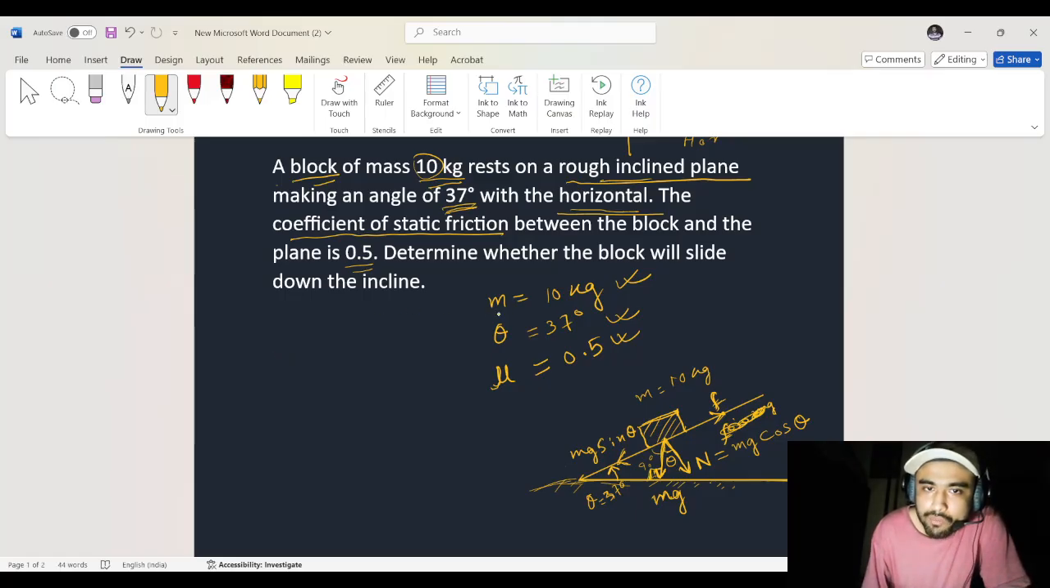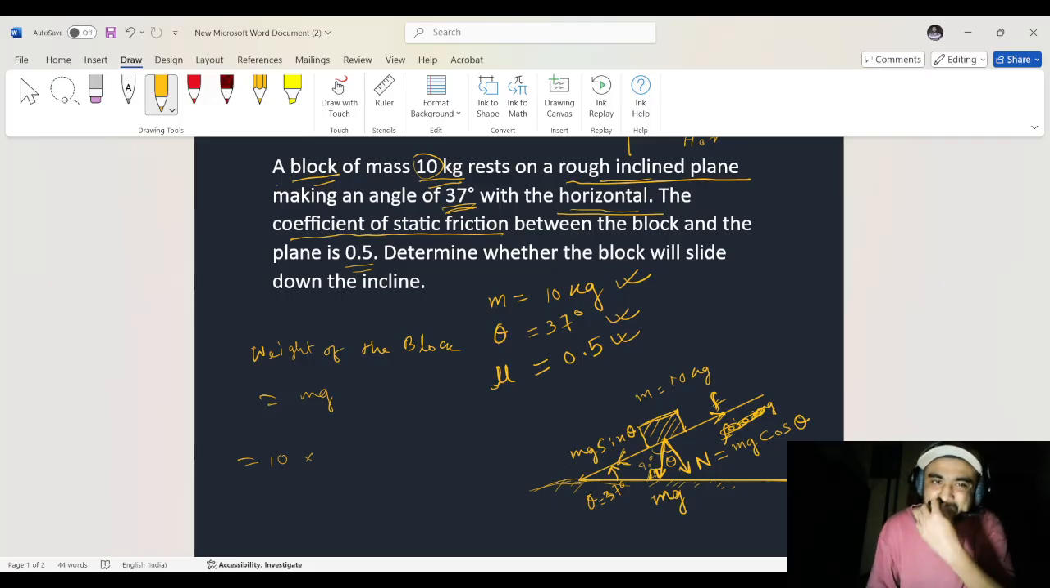We have the mass of the block, which is 10 kg, and we have theta. Now we can measure the weight of the block first. Weight of the block is basically mg. mg equals to how much? mg equals 10 kg times g.